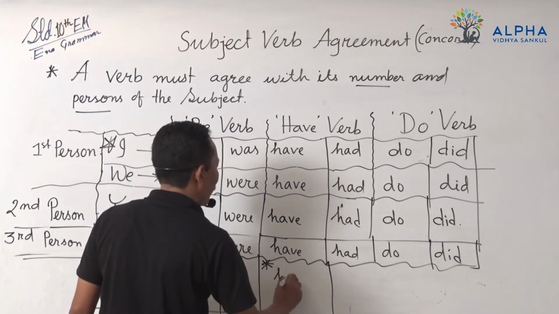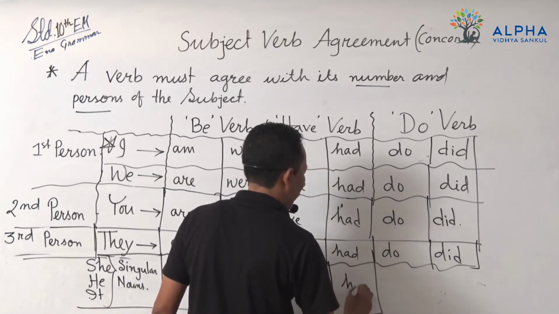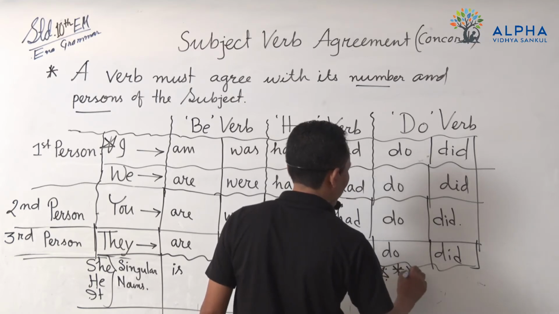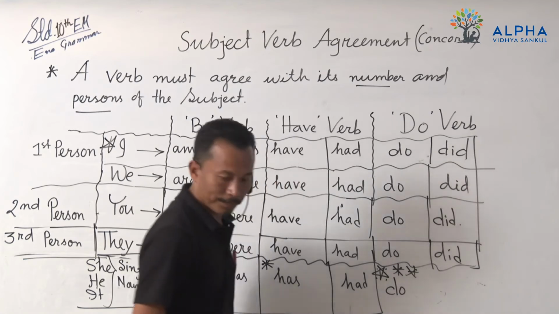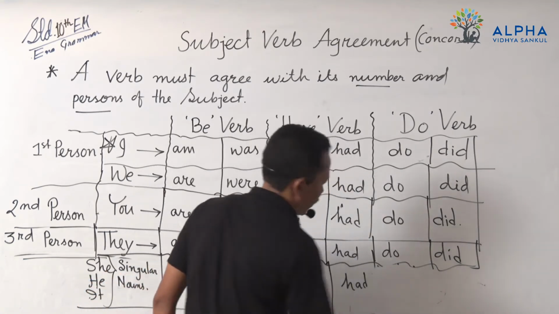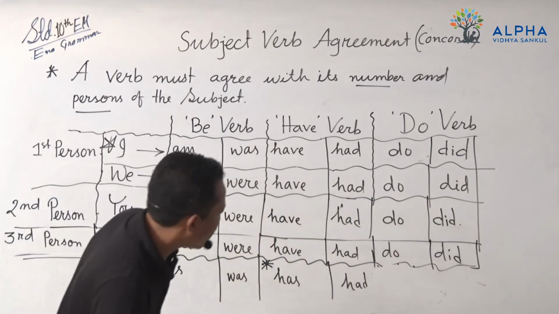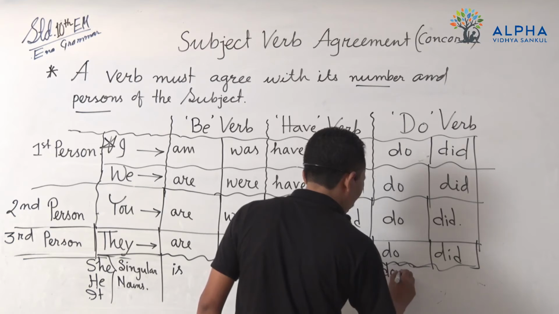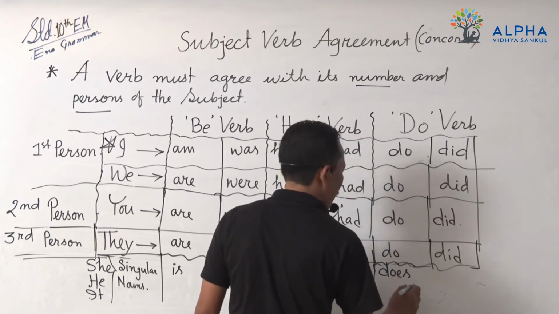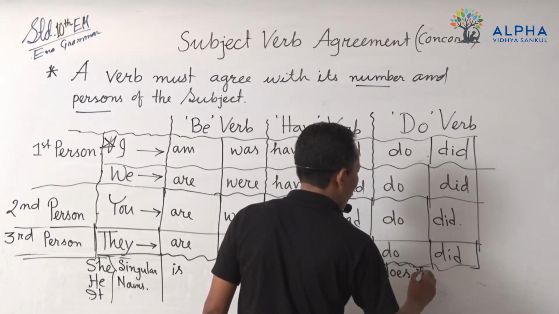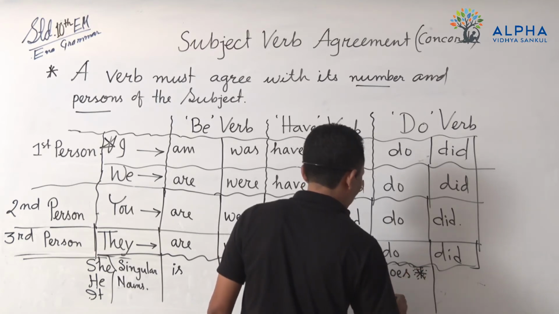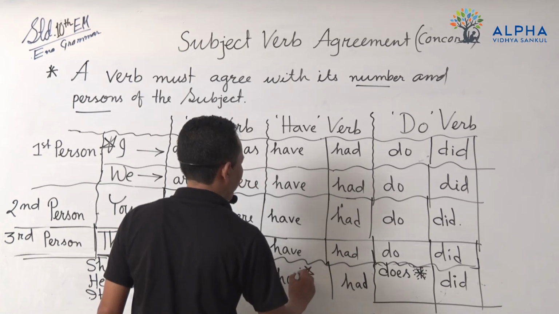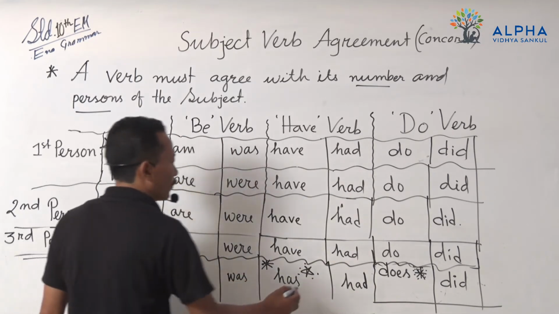Then, let me put star marks here. In place of "have," we have used "has." And "had" is same. And there is no difference. And here also I put star marks. And we have to use "does." Does, and "did." Students, I put star marks on this. You have to observe these things.